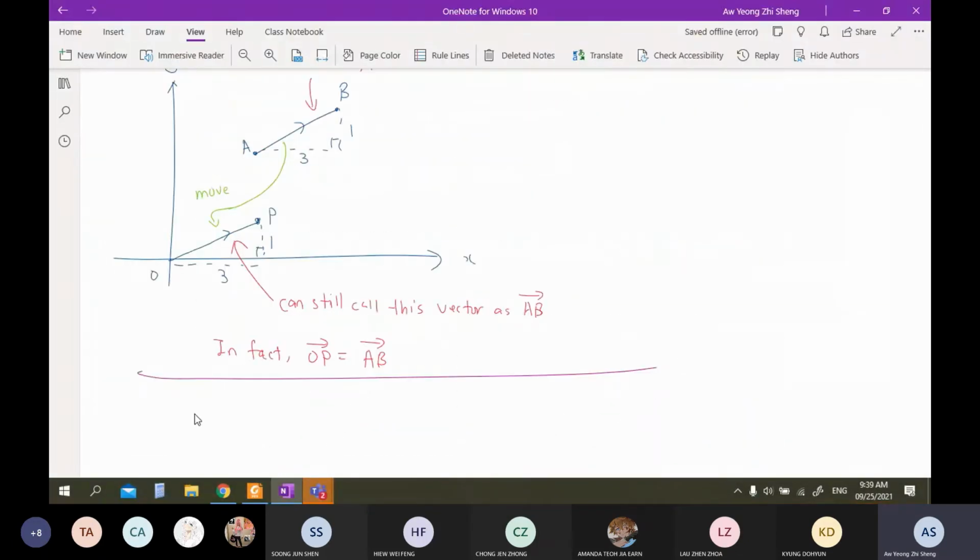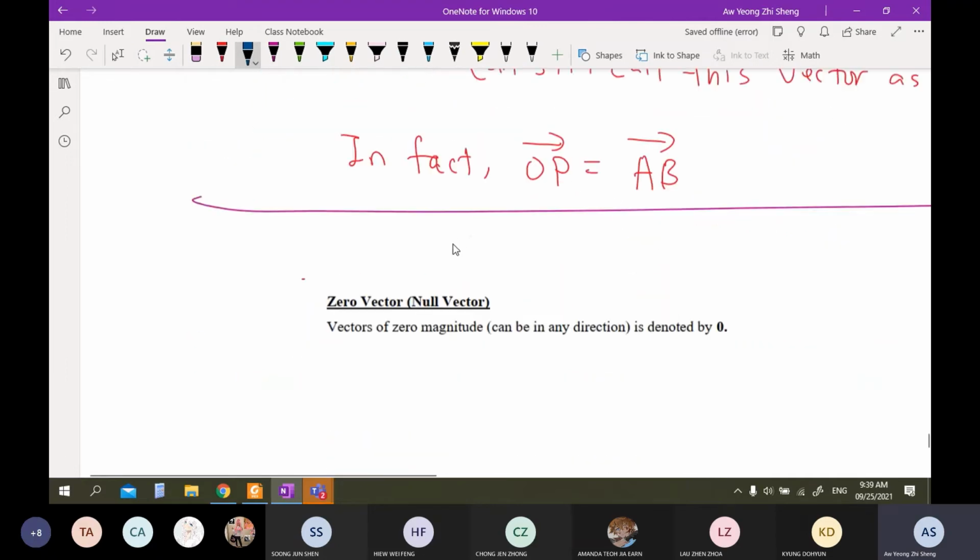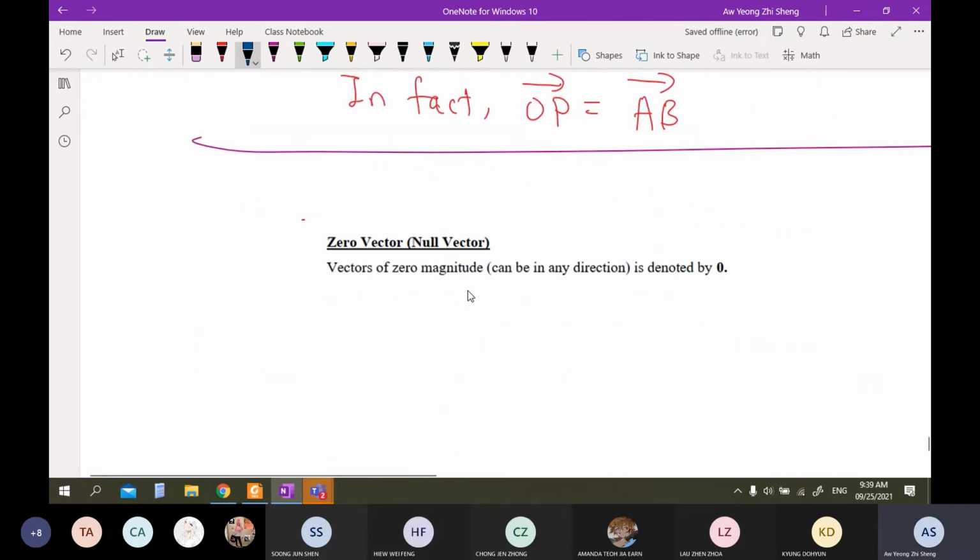Then next is the zero vector. A vector of zero magnitude can be in any direction. It's denoted by zero in bold if it is in printed form. If it's in written form, we will write zero vector equals to 0 with a curly line underneath it.